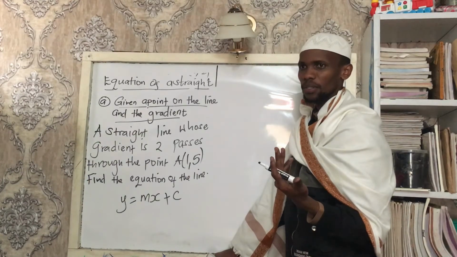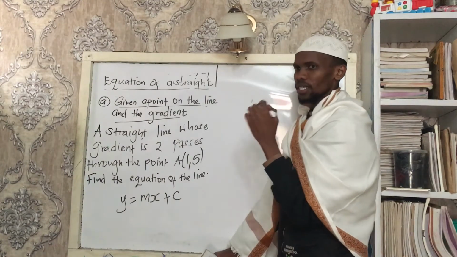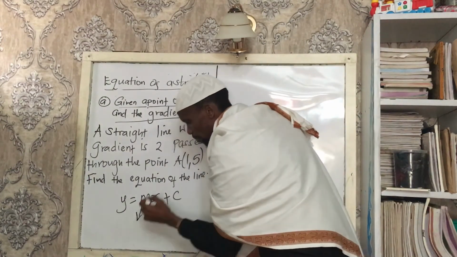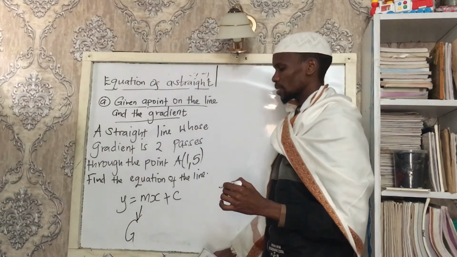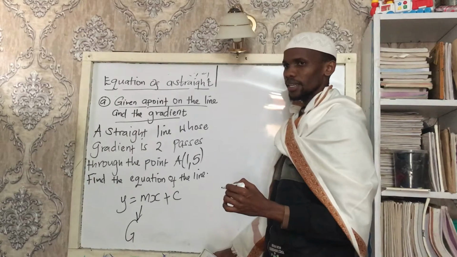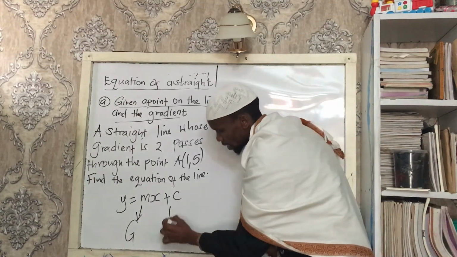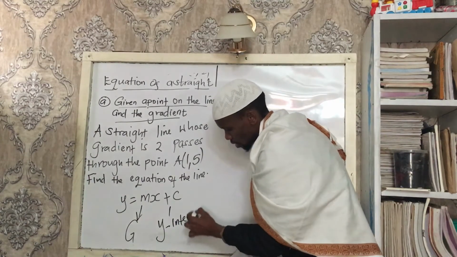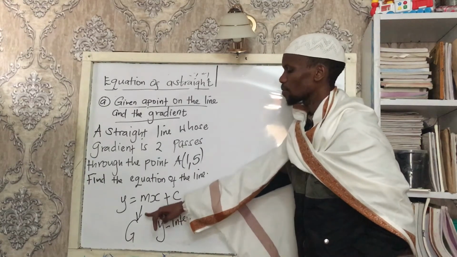So how can we draw this line? But remember, I have said that m is the gradient of the line. Are we together? M represents the gradient of the line, and then the c represents the y-intercept. We are going to see what the y-intercept is. But for now, just understand that the c represents the y-intercept, and the m represents the gradient.